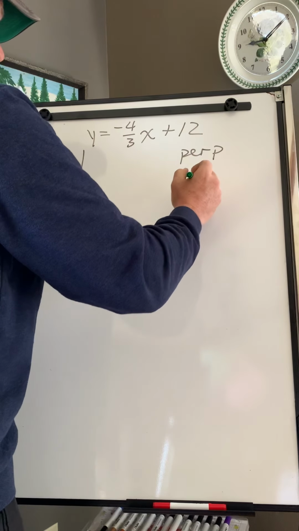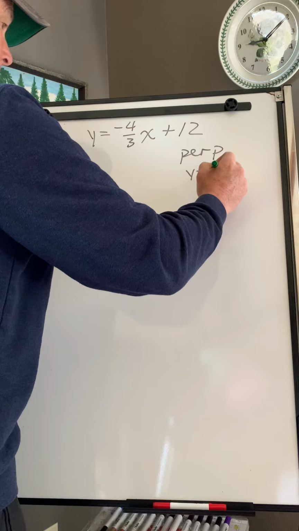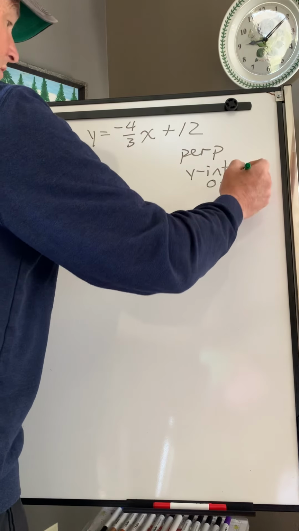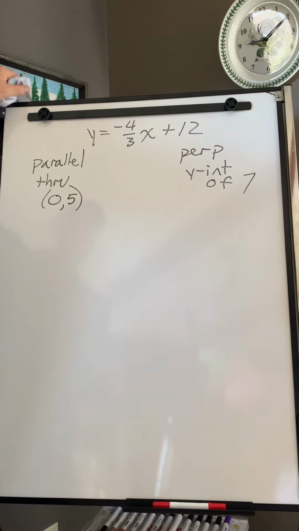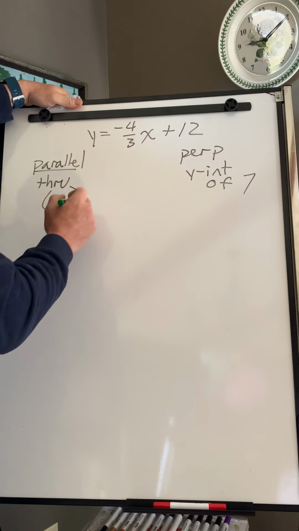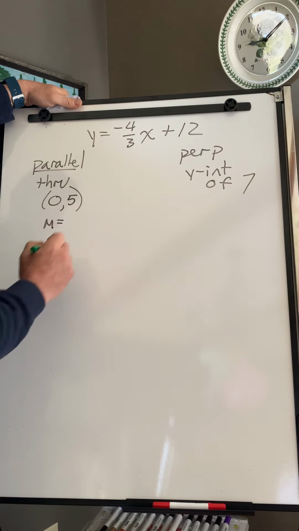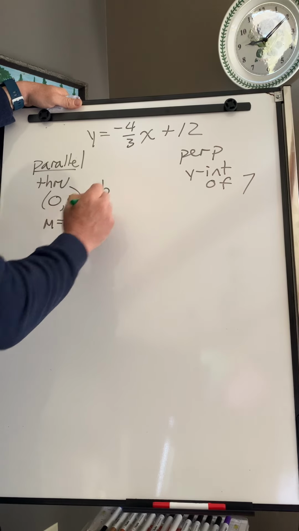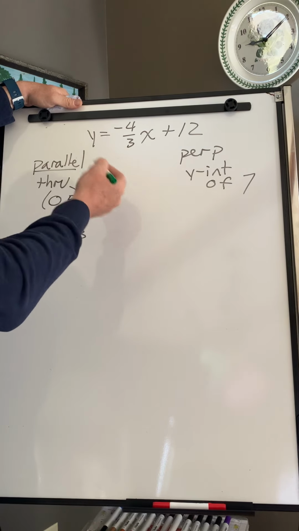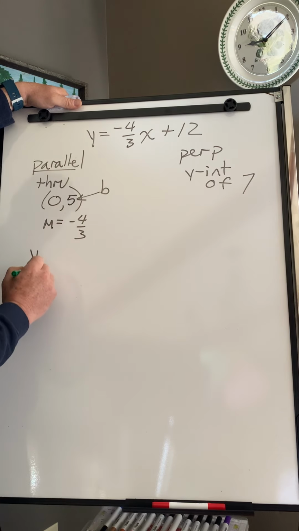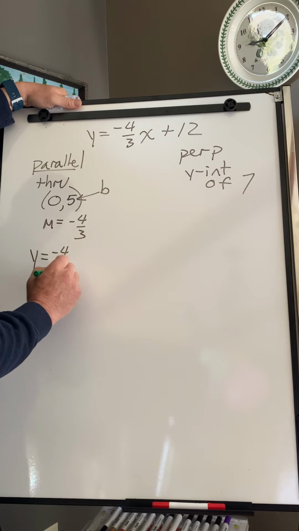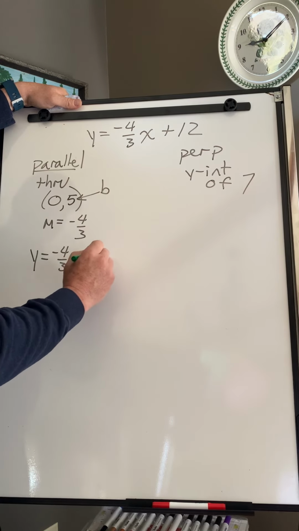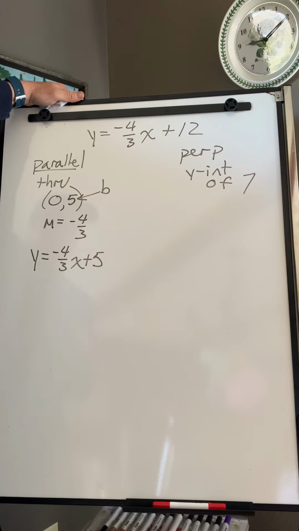And then perpendicular with y-intercept of 7. I don't know. Parallel means same slope, so that means m equals -4 over 3. I also have b. b is the y value of the point. So I have my new equation. My new equation then becomes y equals -4 over 3 x plus 5. That's all there is to it. No extra work. The harder ones are number 8 and number 7, or 6 that I did already.